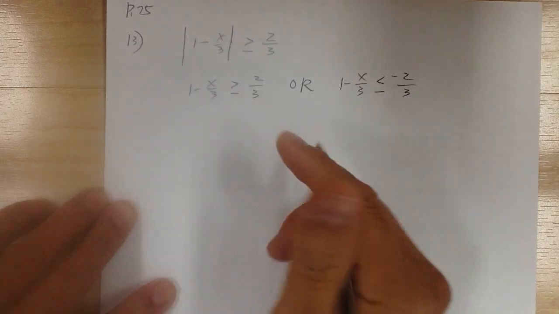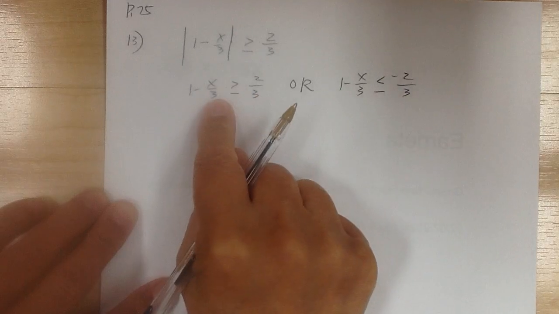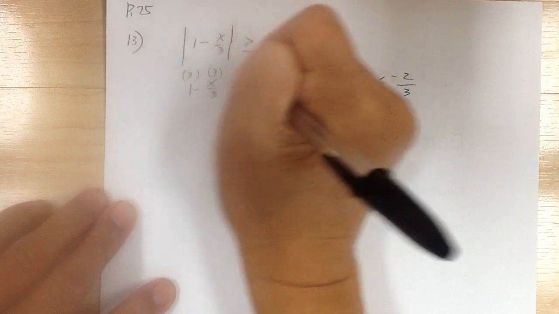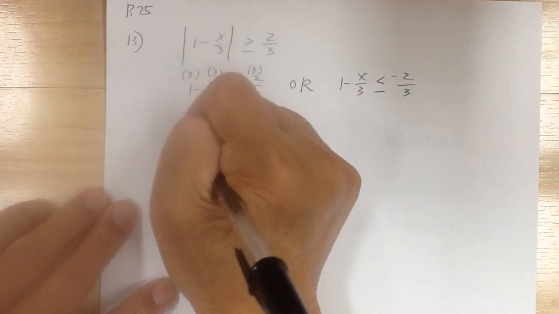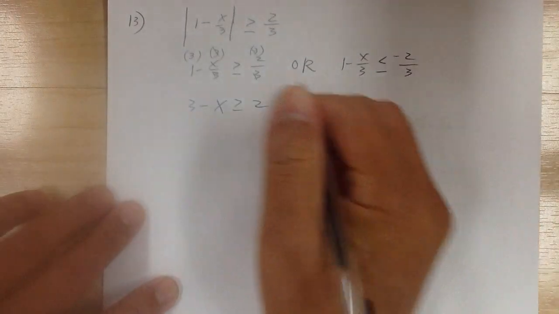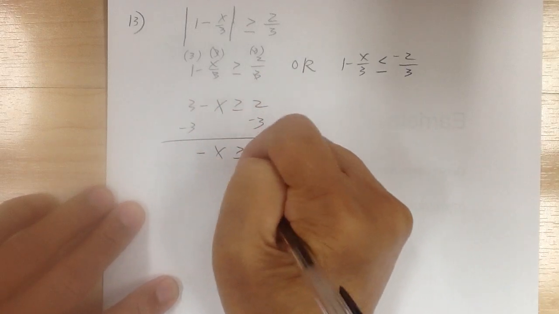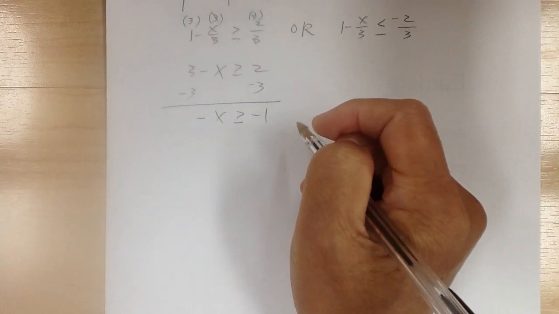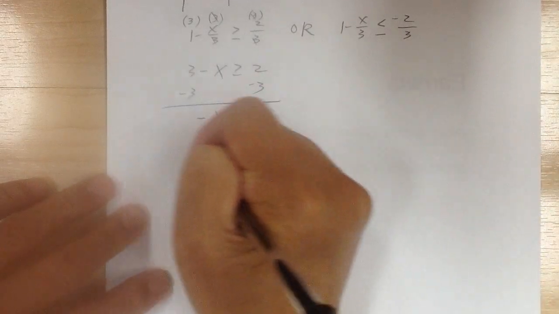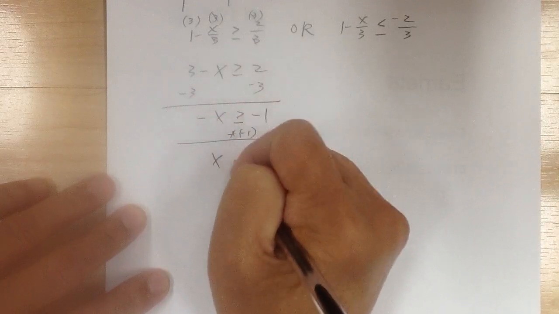Now let's solve this over here. There's a fraction, so let's get rid of the fraction. Let's multiply everything by 3. Multiply by 3, so you're going to get 3 minus x, this will cancel out, and this will cancel out. Then after that, minus 3 on both sides. So you got negative x is greater than or equal to -1, and then you have to divide by -1 or multiply by -1. So I'm going to multiply by -1. So it'd be x, and again, when you multiply or divide by a negative, you have to change the direction.